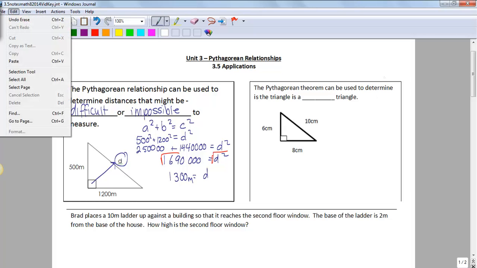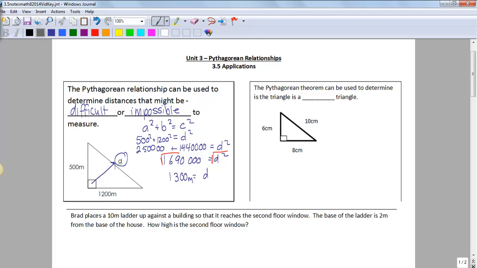Now, we've done ones like the second example here as well. It says the Pythagorean theorem can be used to determine if the triangle is a right triangle. So I'm going to put a big question mark here, and I believe your sheet has a question mark. We don't know if it's 90 degrees. So to see if it is, and this could be really important if you're building something and you want to make sure it's an exact 90-degree angle, this formula only works for 90-degree angles.